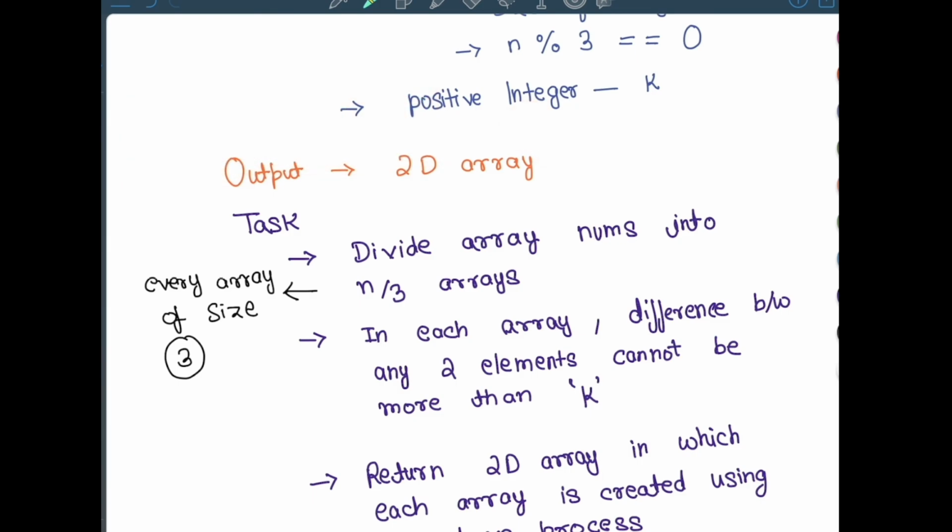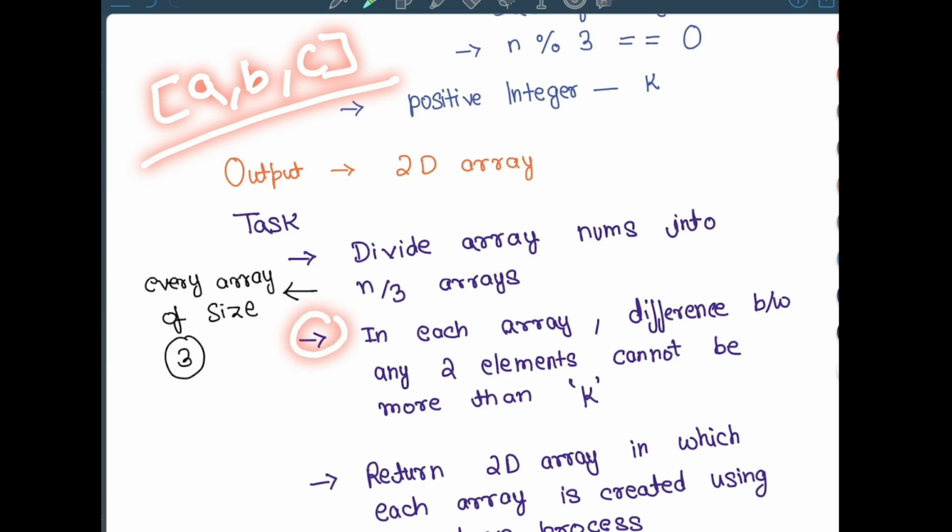Now the second point says that in each of the divided arrays, the difference between any two elements of the array cannot be more than k. Now again, this is another very important point which you need to understand. When you divide your array into multiple arrays, and those arrays are going to have a size of 3, that is, 3 elements, let us say the array which you create has 3 elements, a comma b comma c. This is one array which you got after dividing your array.